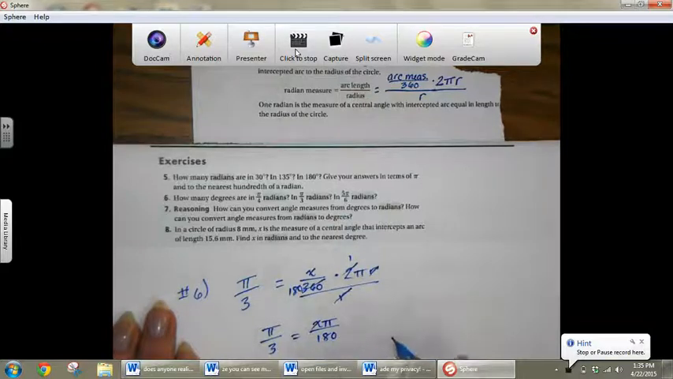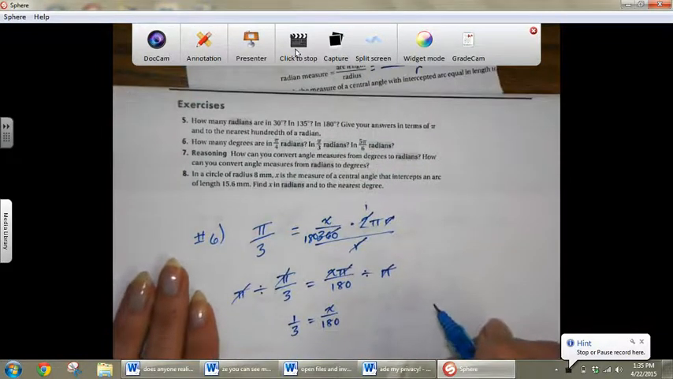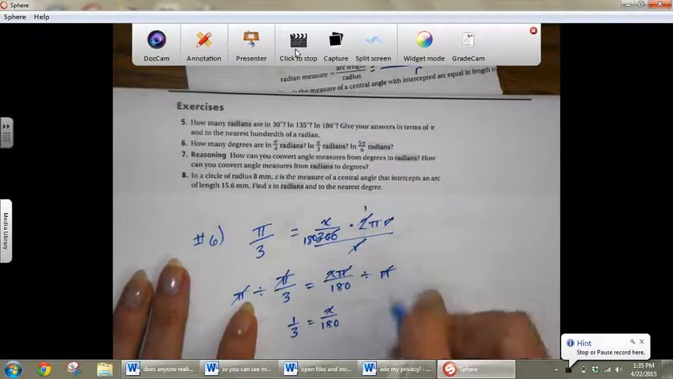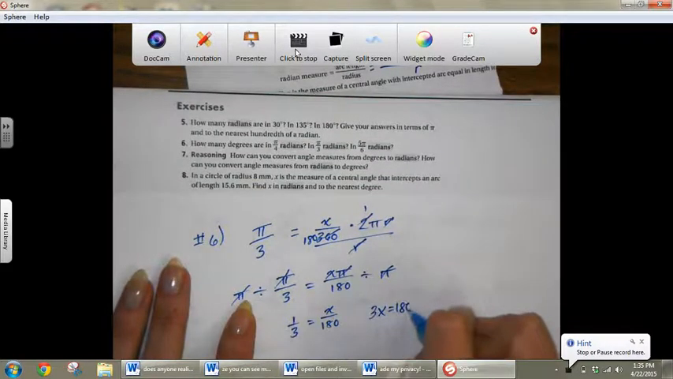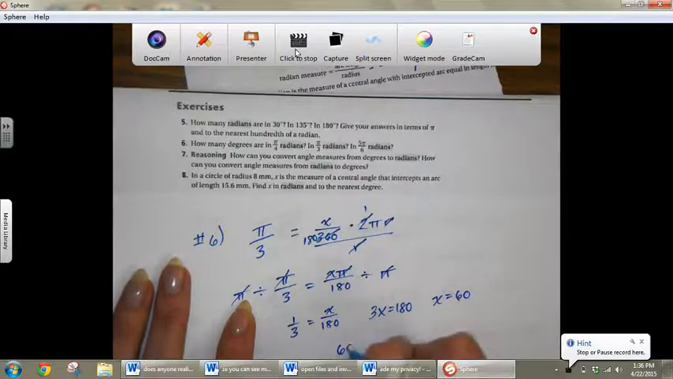Then I can end up dividing both sides by pi. So I get 1 over 3 equals x over 180. And I can go ahead and cross multiply. I get 3x equals 180. So x is 60. So 60 degrees is equal to pi over 3 radians.